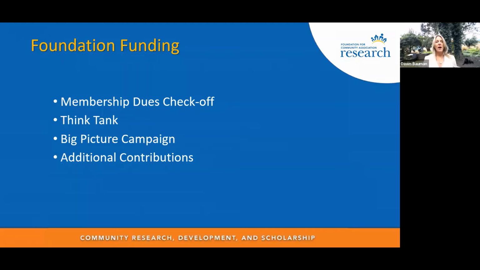We also have two major campaigns for fundraising. One is the think tank, which I talked to you about, which is a pay to play, pay to have a conversation and think broadly about the community association housing model. The other is a big picture campaign, and that is recognizing people who recognize the need to have a big picture conversation about the community association housing model. Those contributions can range anywhere from $50 on up to thousands of dollars. And we recognize individuals for both of those contributions. And then just randomly, people make contributions to the foundation, which is amazing. Some of our chapters make contributions, and we really appreciate that.